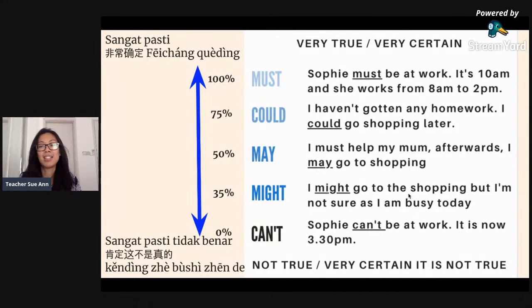0% is can't. So if we can't be at work, it is now 3:30 p.m. because she finished work at 2 p.m. already. So cannot, confirm not there. Okay, very sure not true.